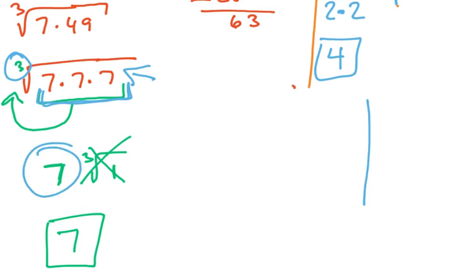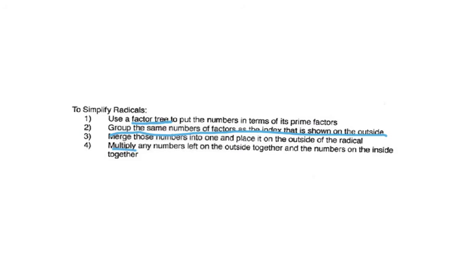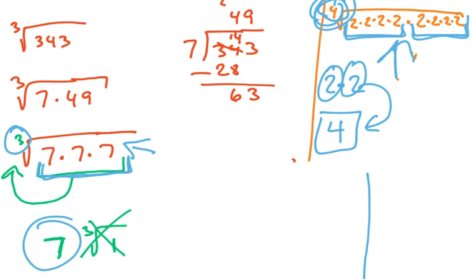These became one 7. There are 2 groups of 2, and 2 times 2 is 4. And that last step is exactly what I just said: multiply the numbers on the inside together and the numbers on the outside together, which is what happened right here. So 2 times 2 becomes 4. Okay? Easy enough.